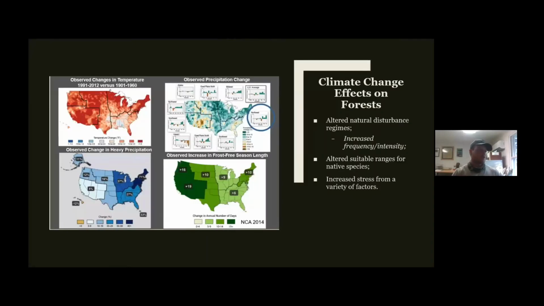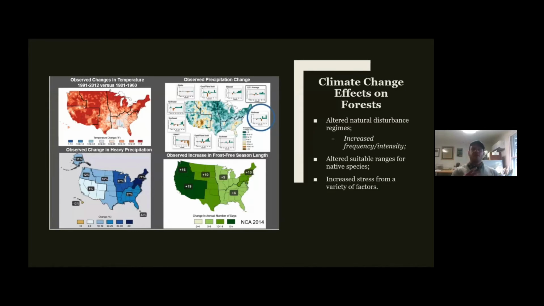So there's a whole bunch of different effects that climate change has on forests. It is altering our natural disturbance regimes, altering the suitable ranges for our native species of trees and animals.